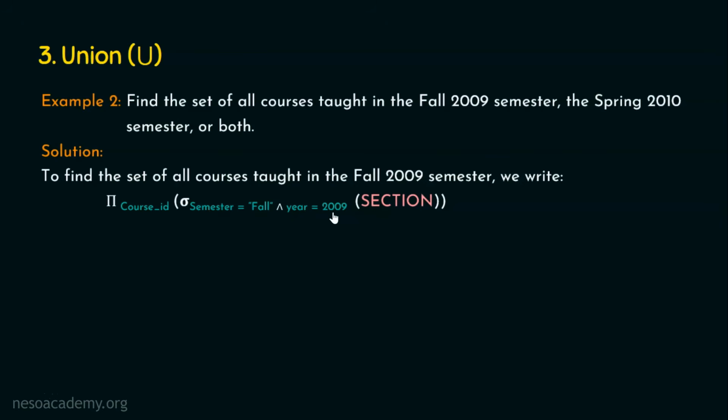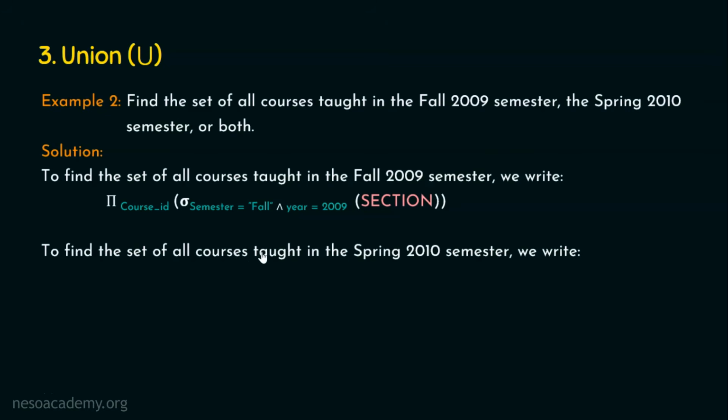Remember, this temporary relation will contain the set of all tuples with all attributes. From those attributes, I am retrieving only course ID. So this is for the semester fall 2009. We need to do the same for spring 2010. So the query goes like this.